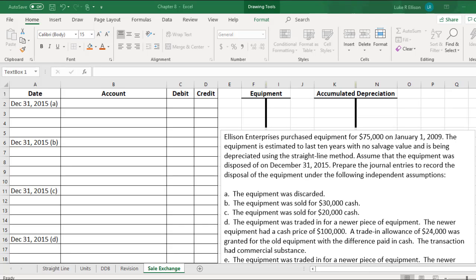Hello! Today we're going to be doing the journal entries related to the disposal, sale, or exchange of plant assets. So let's get right into the problem.